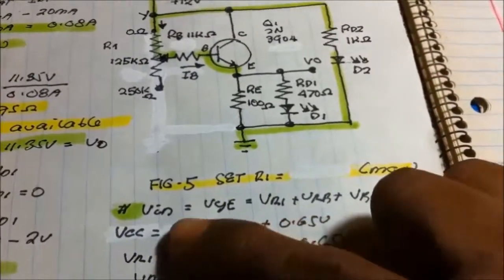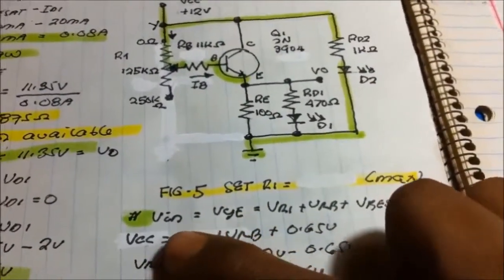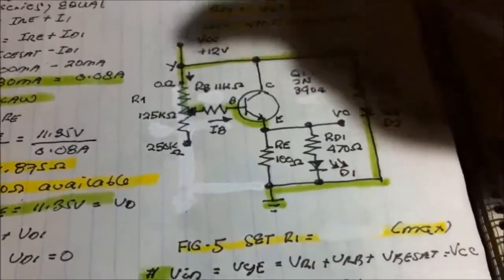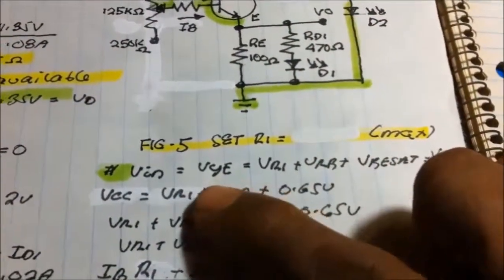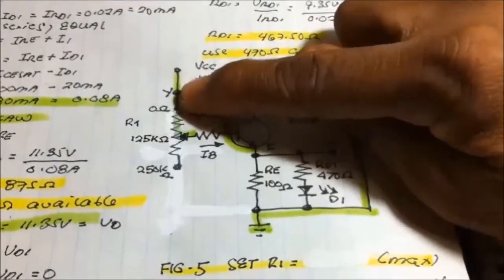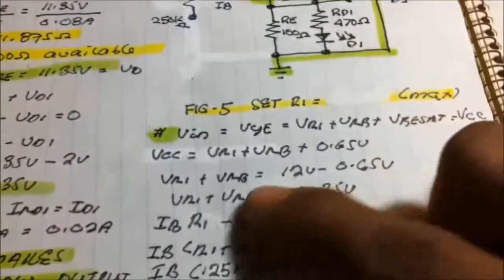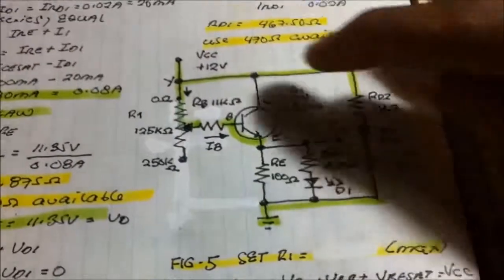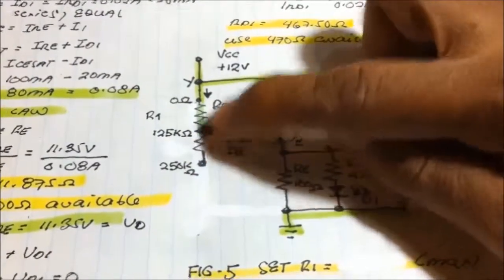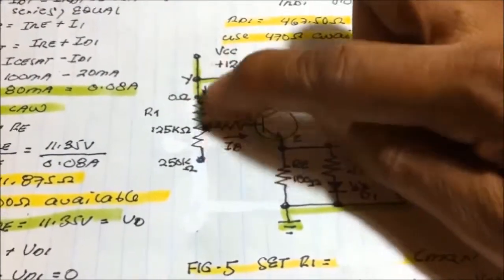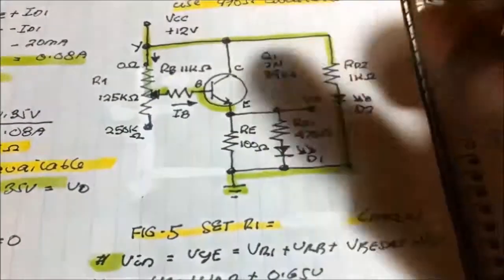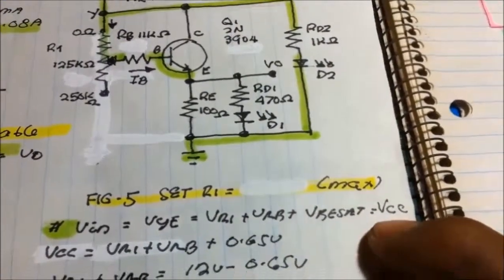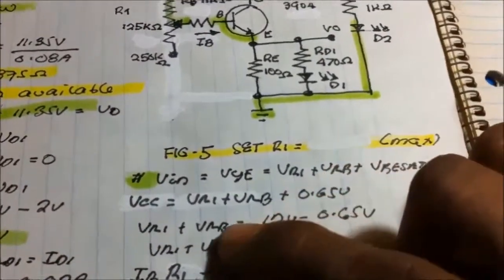Okay, let us now see this. By computing the voltage input, VCC is equal to the voltage at the base-emitter. The voltage input is equal to the voltage drop at R1. Did you see that? That is R1. I'm setting this to the maximum, 125 kilo ohms. There is now a voltage drop at R1, RB, and the base-emitter junction of the transistor, which equals the voltage input.